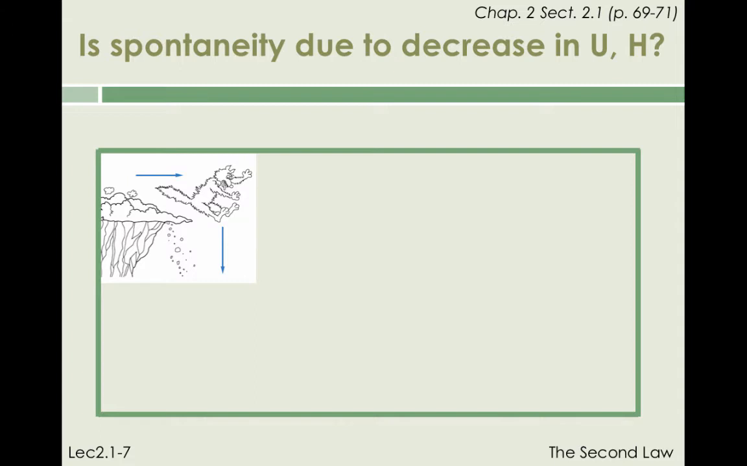However, during the fall, the kinetic energy increases as the potential energy decreases. Upon impact with the ground, the kinetic energy has vanished and the potential energy is at a minimum. So falling is a spontaneous process and is accompanied by a decrease in energy of the system. Now, we need to ask whether energy is always decreasing during spontaneous processes.